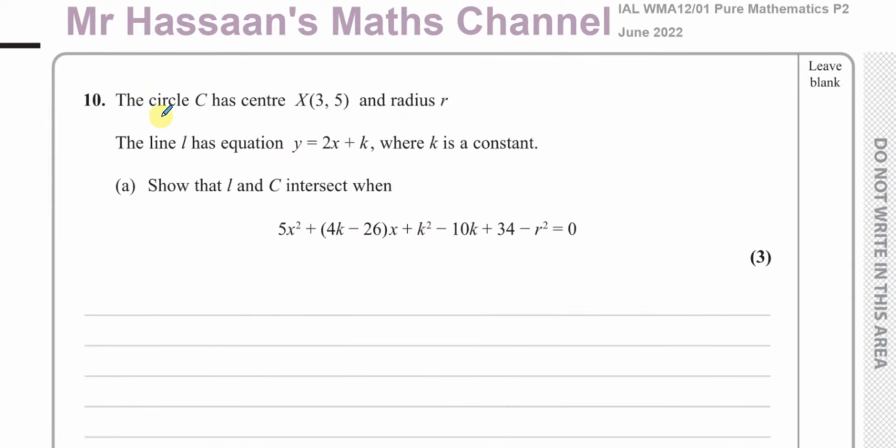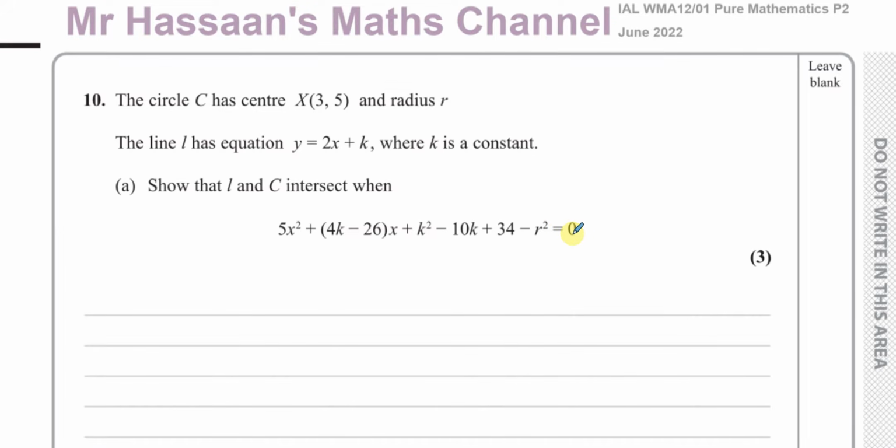I'm now answering question number 10 from the June 2022 Pure Mathematics P2 International A-Level Edexcel exam. This is the last question on the paper, and it's about circles and equations of circles. It says the circle C has center (3, 5) and radius r. The line L has equation y = 2x + k, where k is a constant. Show that L and C intersect when you have this equation: 5x² + (4k − 26)x + k² − 10k + 34 − r² = 0.